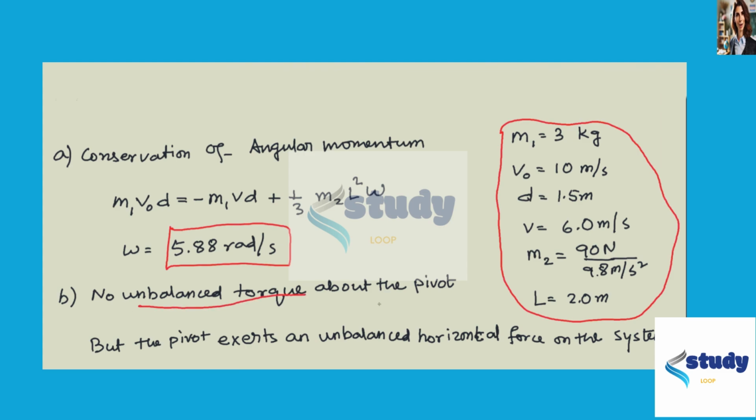Now, to explain why the angular momentum is conserved, we see that there is no unbalanced torque about the pivot point, and that's the reason why the angular momentum is conserved. But we see that the pivot point exerts an unbalanced horizontal force on the system, and that's why the linear momentum is not conserved. So this is the reason for linear momentum not being conserved.